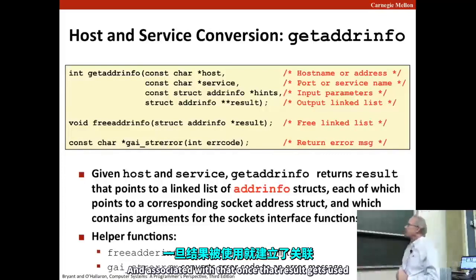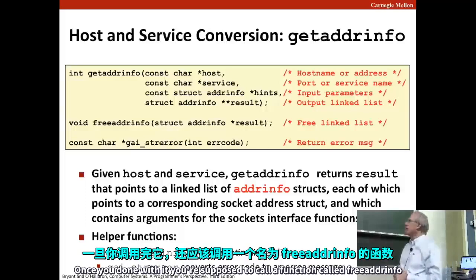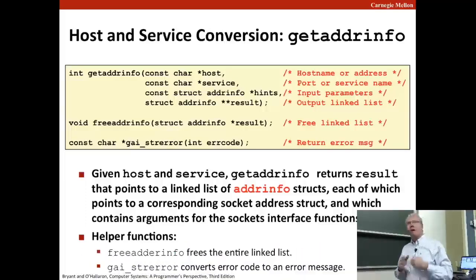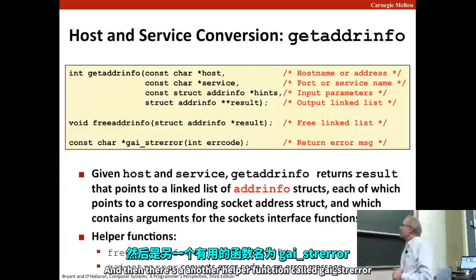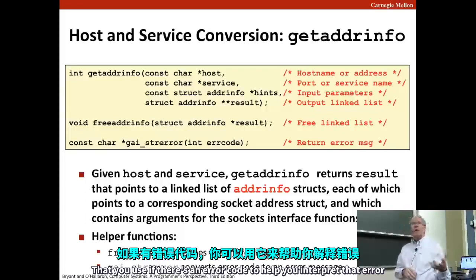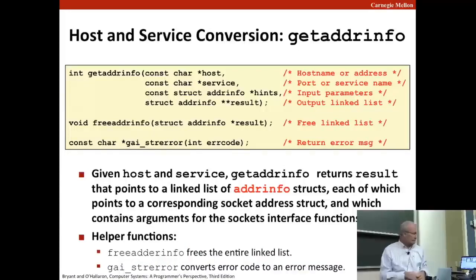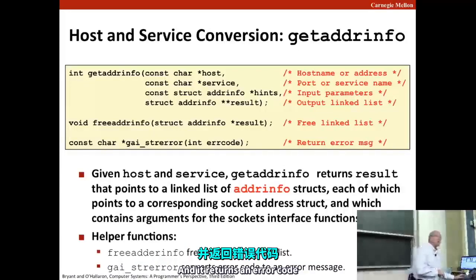And associated with that, once you're done with the result, you're supposed to call a function called freeaddrinfo that will dispose of all the elements of that linked list. You don't have to do it yourself with free. And then there's another helper function called gai_strerror that you use if there's an error code, to help you interpret that error. And it returns an error code.